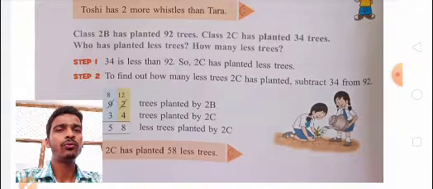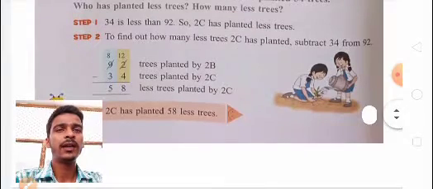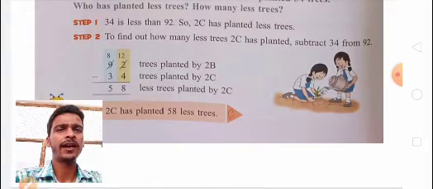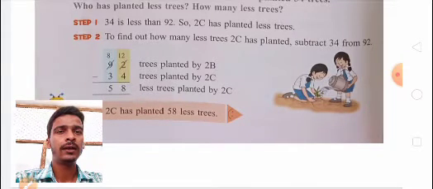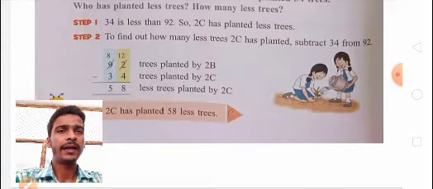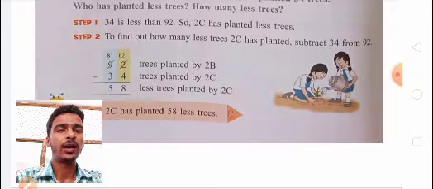In step 2 we will find how many fewer trees class 2C has planted. We will subtract 34 from 92. 92 is the number of trees planted by class 2B and 34 is the number planted by class 2C. We subtract 34 from 92. We can't subtract 4 from 2, so we'll borrow from 9 and there will be 12. Now we can subtract 4 from 12 easily.